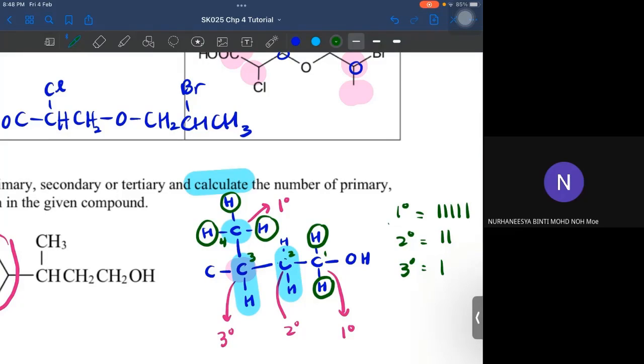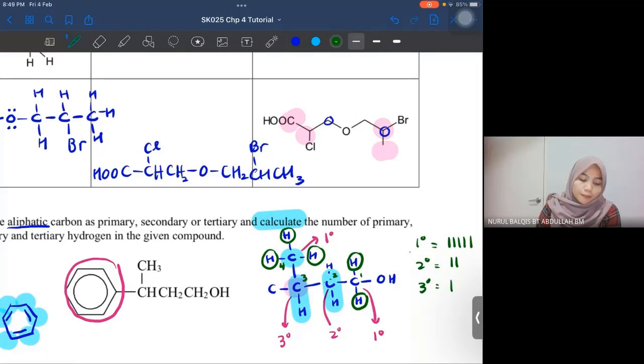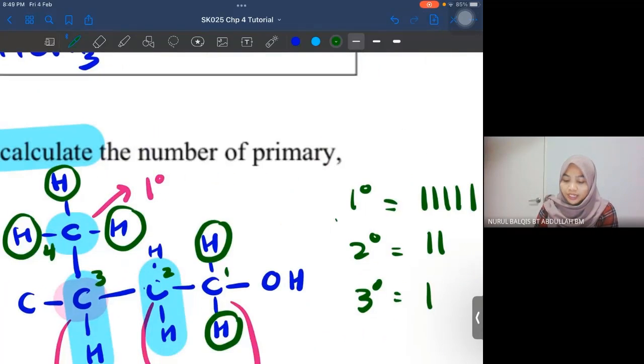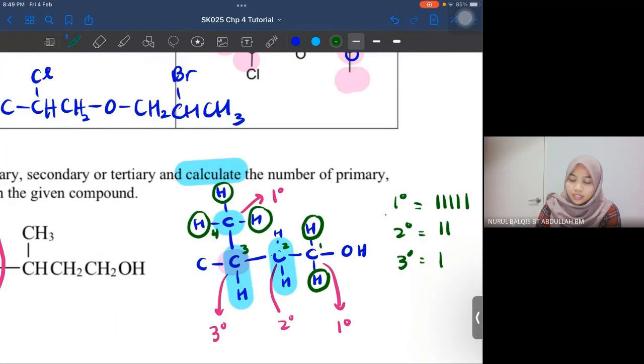Ada 5. Secondary ada berapa? 2. Tertiary ada berapa? 1. Okay, good. That's how you calculate the primary, secondary and tertiary hydrogen. Make sure, jangan tulis primary, secondary macam ni sebab dia minta hydrogen. Buatlah at least kat atas tu sikit dia punya kepala, classes of hydrogen. Make sure benda tu ada dulu, baru lah primary, secondary, tertiary. Kalau terus primary, secondary, tertiary tak bagi tahu dia belongs to carbon or hydrogen, kira tak menjawab soalan.